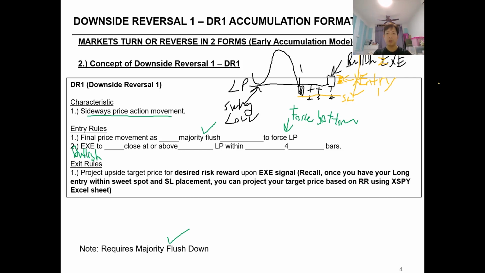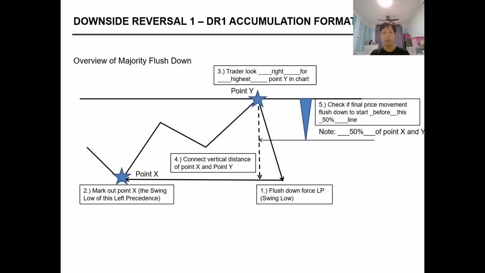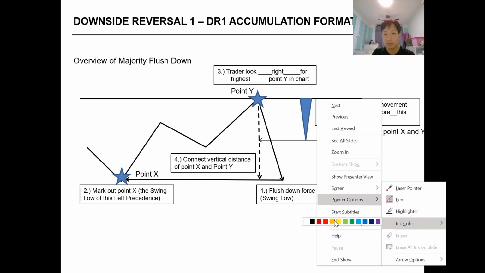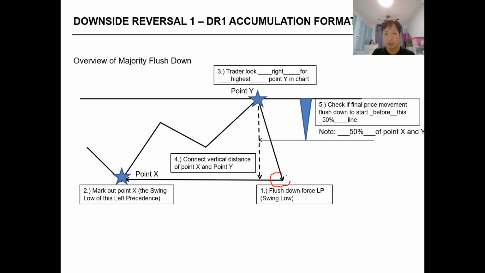So again, structure, EXE, sweet spot entry, projection of target. And of course we're going to check for whether there is the existence of majority MF. In short, it's called MF for majority flush. Alright, so checking for majority flush is the same, but now it's like a mirror image. So again, let's say there's a false bottom over here in the chart. Let me just use the red color.